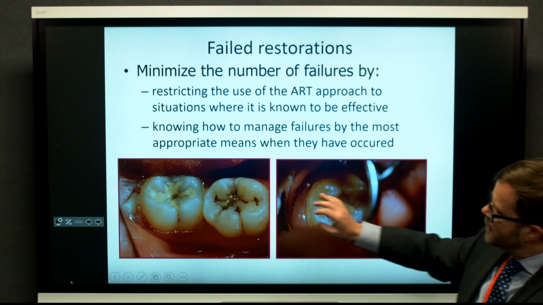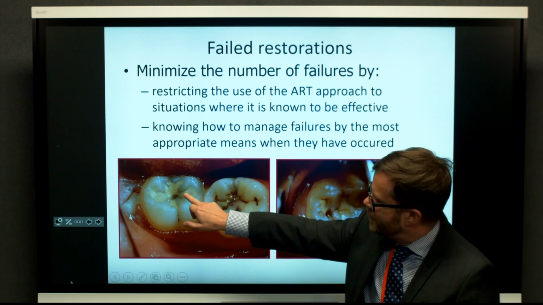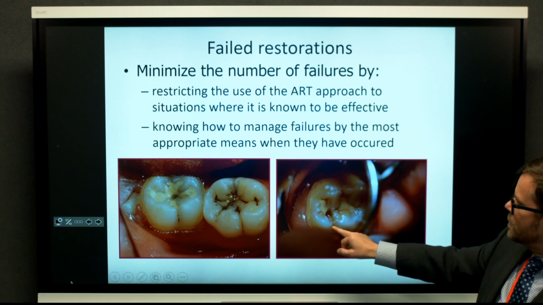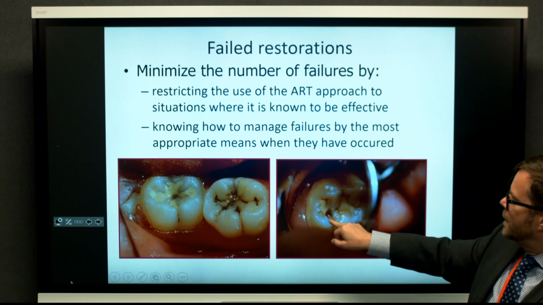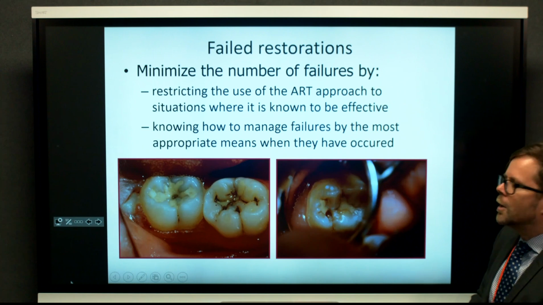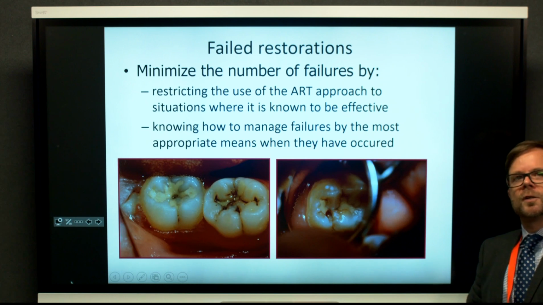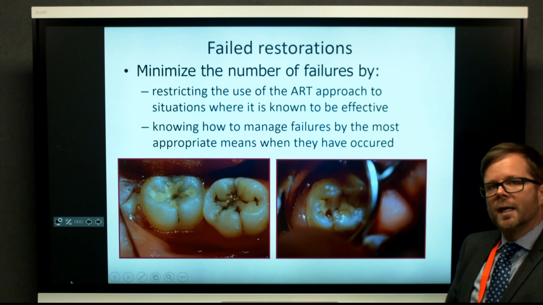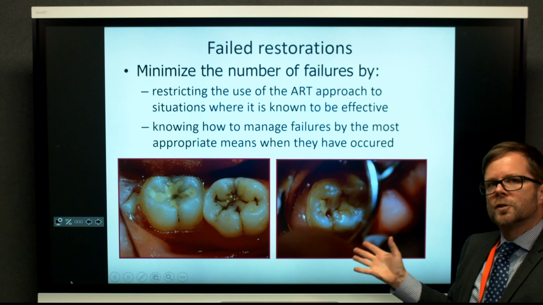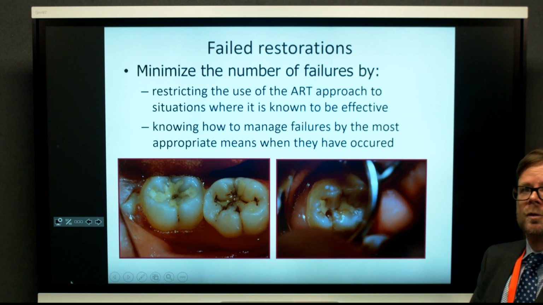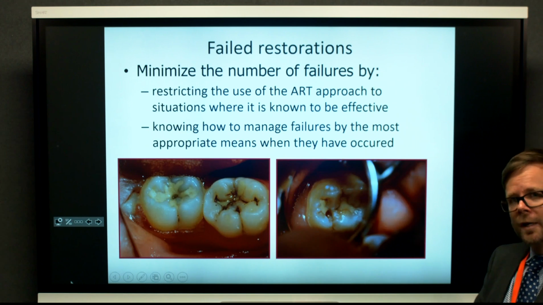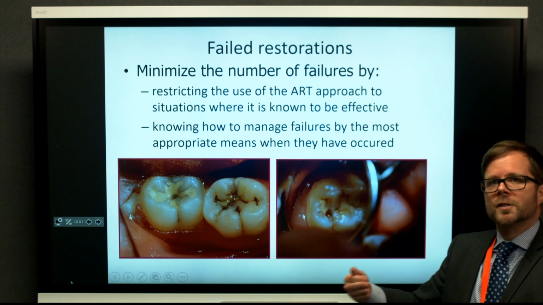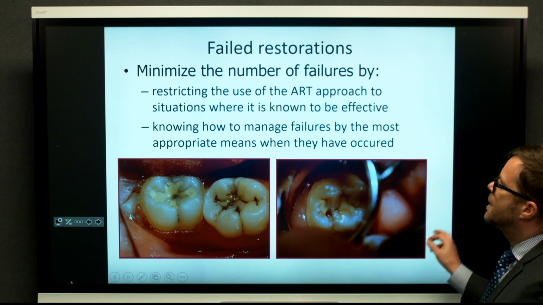is also important. So we can see here lost part of the restoration in the central pit. In this restoration, you can see is an upper tooth, in the posterior groove of an upper molar, part of the restoration has been lost as well. So can this be repaired, or is this an indication that the tooth in the first instance wasn't suitable for an ART restoration? Those are the questions that need to be asked when the restoration fails, rather than just redoing it and repeating the same mistakes.